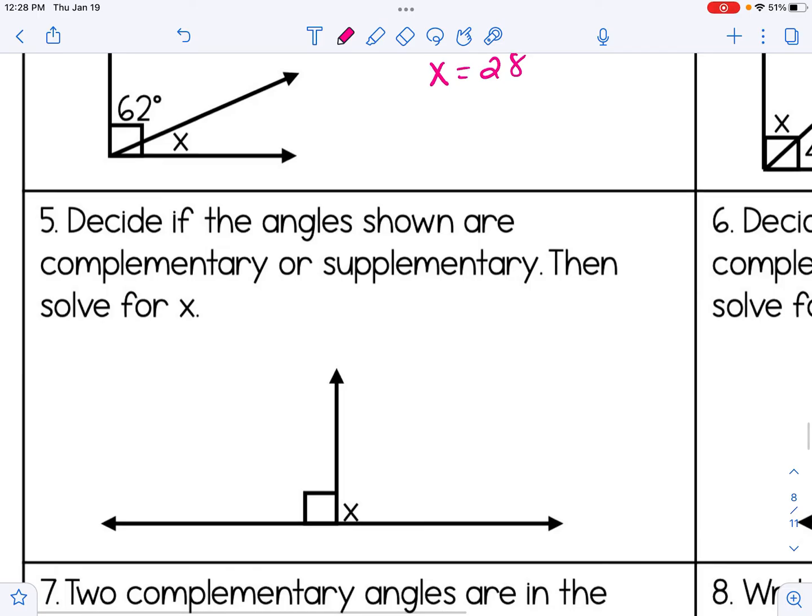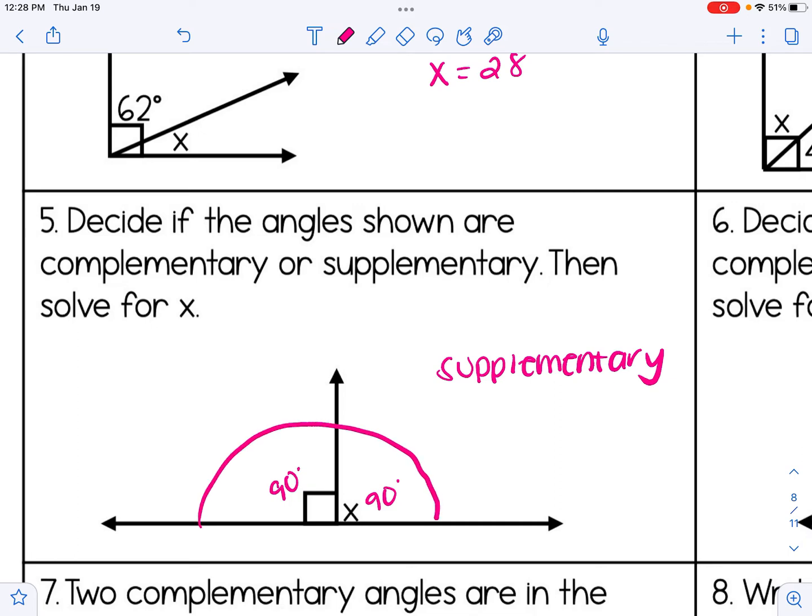Over on number 5, I have a linear pair, so I know, okay, these angles are supplementary. Remember, this means 90, so x is 90 degrees as well. You could draw that semicircle to help you remember 180 degrees as the sum.